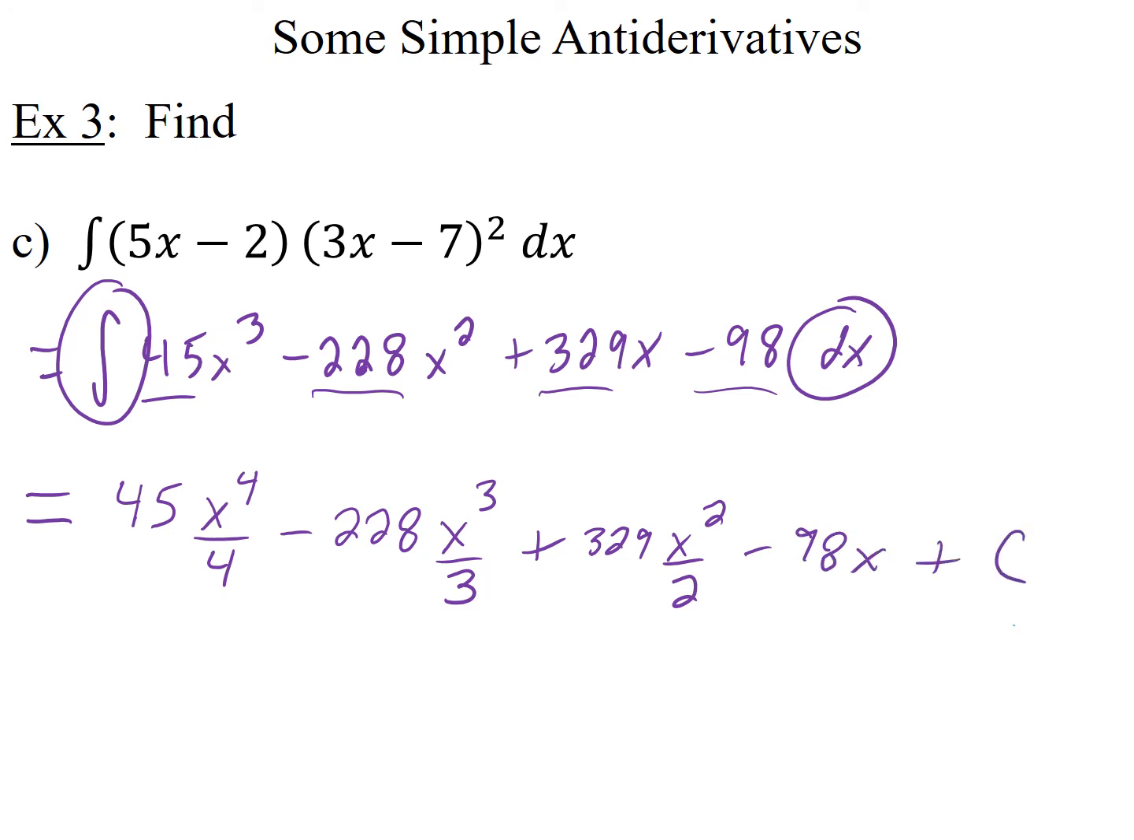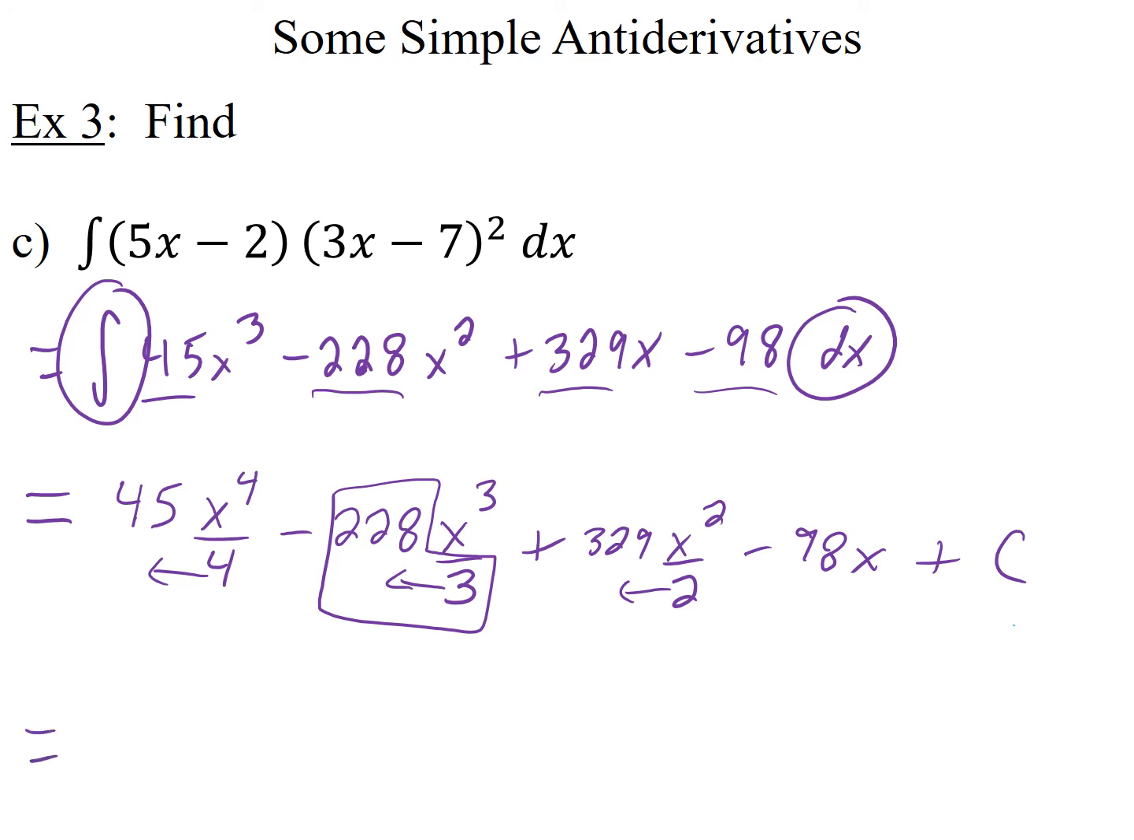And I'll do some cleanup, but there's not much I can do. Basically, I'm going to put the 4 under the 45. You don't even have to do that. I'm going to put the 3 underneath the 228. But then the good thing is 228 over 3, you can simplify that. Here, put the 2 underneath the 329, and that's basically the end of the story.